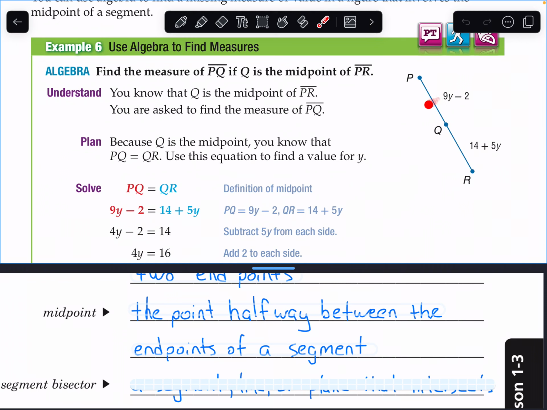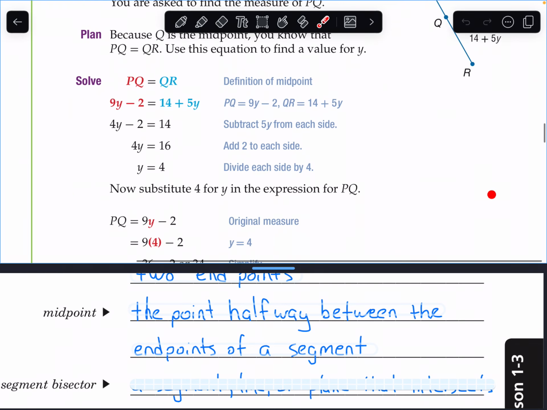Since by definition the midpoint is midway, each half is exactly half, so those two pieces will be equal. So that gives us another way to create an equation that we can solve.